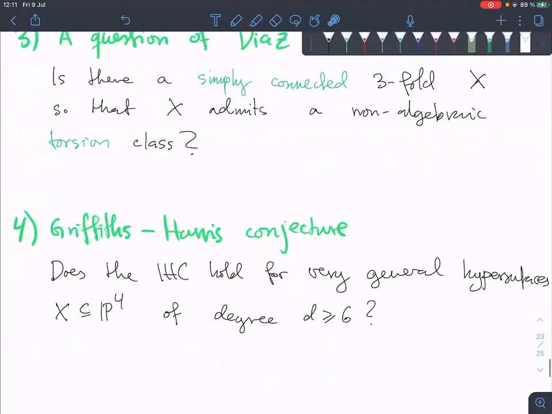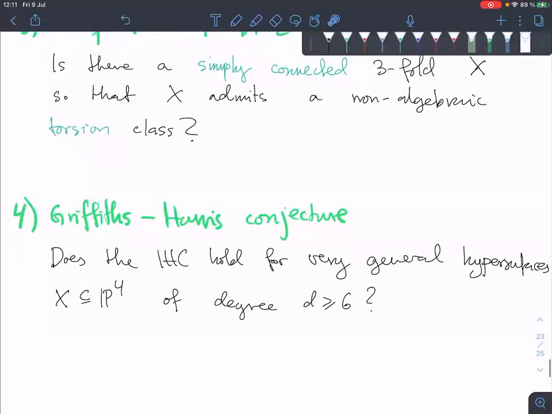And then I think in the first lecture, we saw this conjecture. If we look at a hypersurface in P4 of high degree, even there, it's not clear whether the integral Hodge conjecture holds. And this is a consequence of the Griffiths-Harris conjecture. I think that would be a very interesting thing to investigate more, but of course it's a very difficult problem.